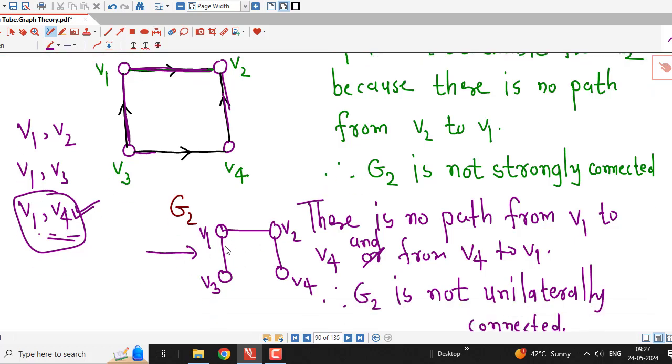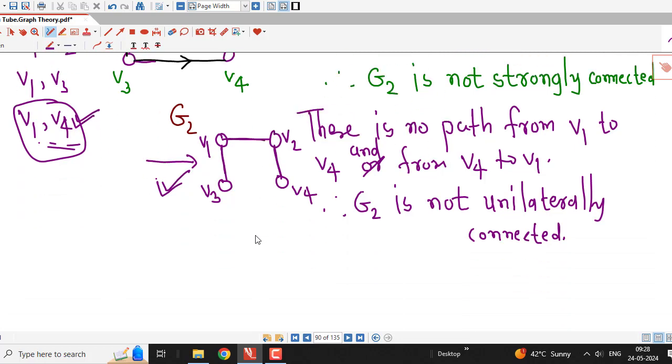You can see that if I take any pair of nodes, then they are reachable from each other. V1 to V2, V1 to V3, V1 to V4, then V2 to V1, V3, V4, V3 to V1, V3 to V2, and V3 to V4. Similarly, V4 to V1, V4 to V2. So for this undirected graph, if we take any two nodes, there is a path between them. Therefore this undirected graph is connected, and hence G2 is weakly connected.